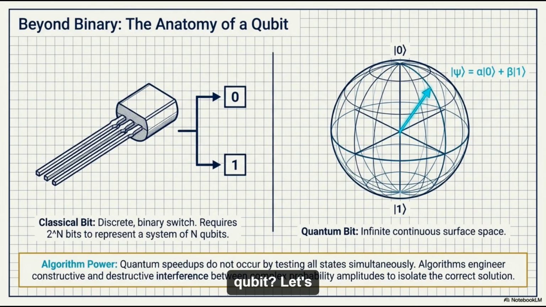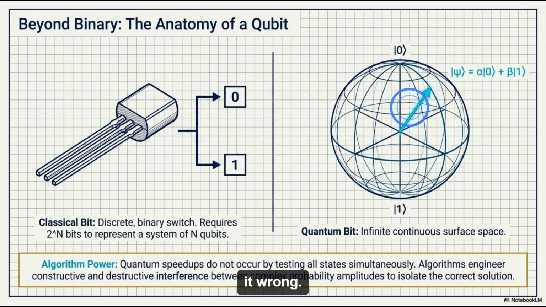So what is a qubit? Let's start from the basics. Okay, a classical bit, boring. Simple 0 or 1. And to describe n qubits classically, you need 2 to the n bits. Which blows up fast. 50 qubits, more bits than atoms in a grain of sand. But a qubit lives on this continuous surface, the Bloch sphere.